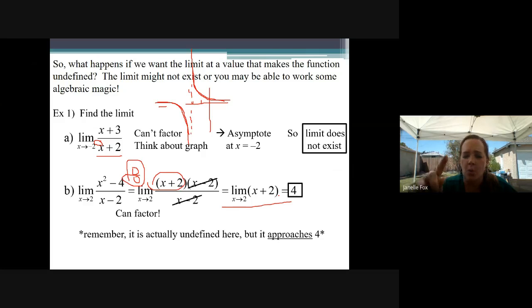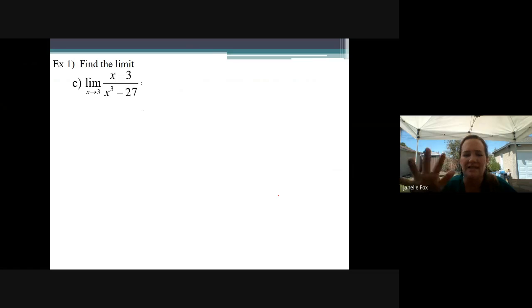Okay, we're going to do one more example, just one more, and it's another one of these where we can factor. Okay, so this is part C. This is our last example, and then we're going to write some extra little fun things. This says find the limit. So we're going to take the limit as x approaches 3 of x minus 3 over x cubed minus 27.